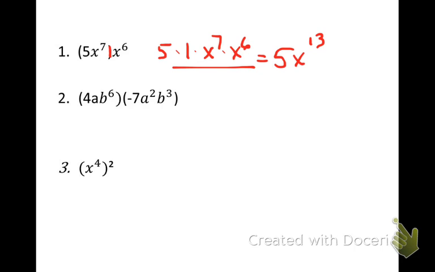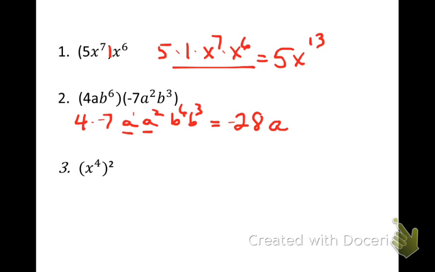I'm going to probably do the next one writing it out and then I'll stop. So if I write my numbers together, 4 times -7, then have an a and an a to the 2nd, a b to the 6th, and a b to the 3rd. So 4 times -7 would be -28. My bases are the same. You have to stop and think, what is the exponent on this a? Well, it is a 1, even though it's not written in. So you would add those and get a to the 3rd, and then add over here and you get b to the 9th. So you don't have to write it out like that, but that is what it means.